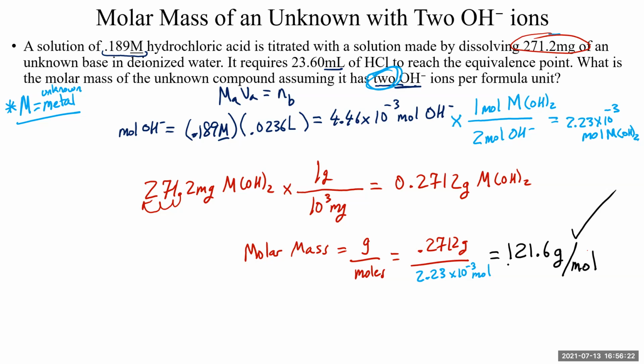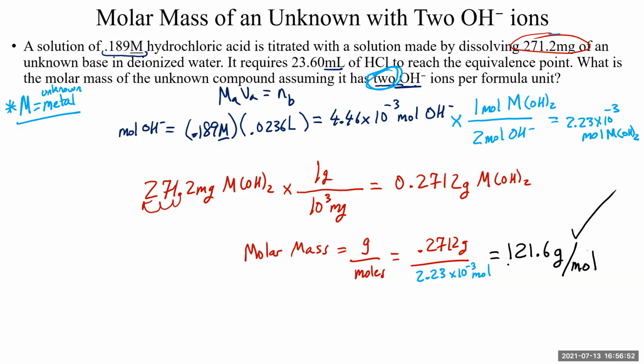Let me just double check my math here and make sure I did everything I intended to do. 0.189, 0.0236 liters, 4.46 divided by 2. Every 2 moles gives me 1 mole of that. Okay, 271.2 milligrams. Okay, so let's see. How would we figure this out though?